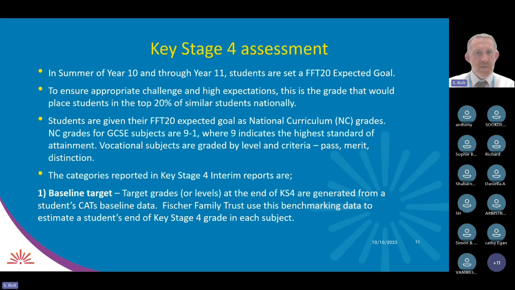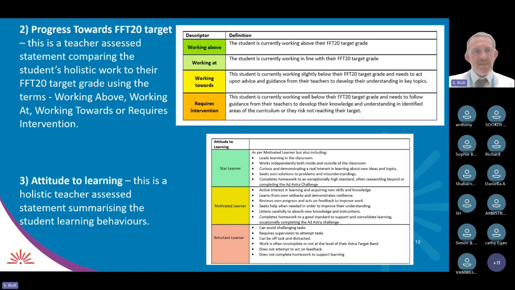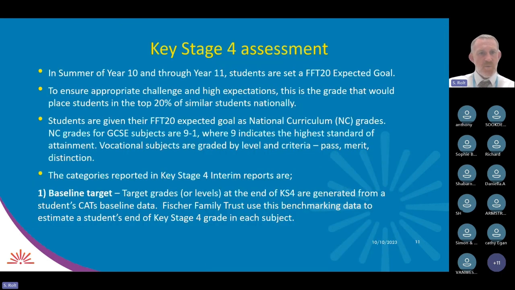So in terms of how that is then put into the interim reports and the reports that the students will get tomorrow, they will get those target grades generated from the students' CAT or Key Stage 2 baseline data. And then what they will also get is a progress statement. At the moment, it's really early in year 11 for this data. So the colleges understand that what we are aiming towards is to get every single student towards that FFT 20, that Fisher Family Trust 20 estimated and target grade. And that is the target grade that they will use.